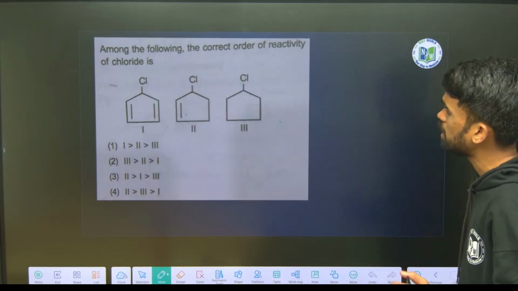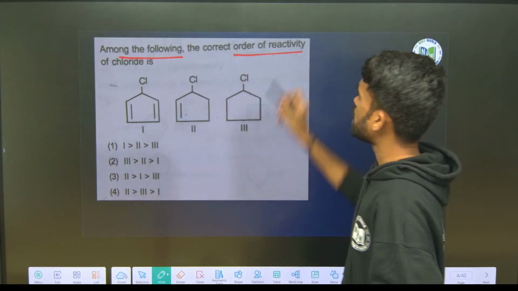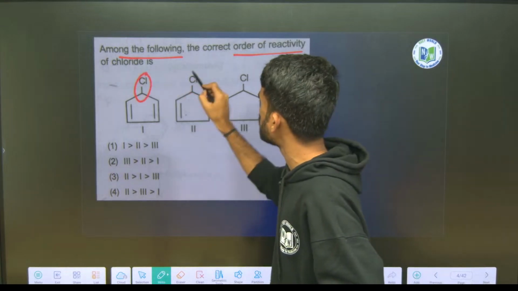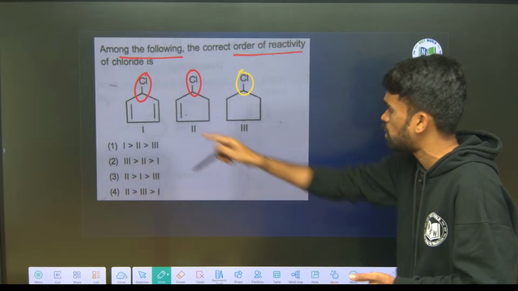Next, here we have one more question. Among the following, the correct order of reactivity of chloride is. Tell me which chloride is more reactive out of these 3 compounds.